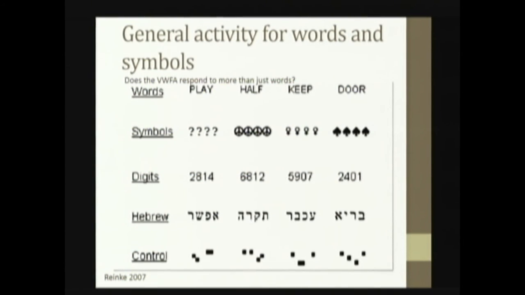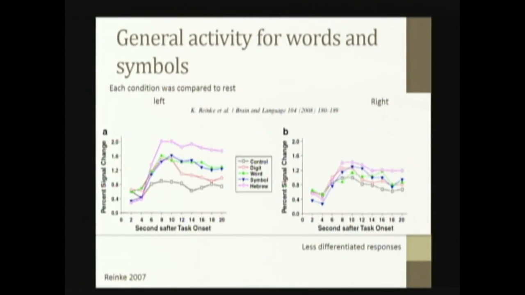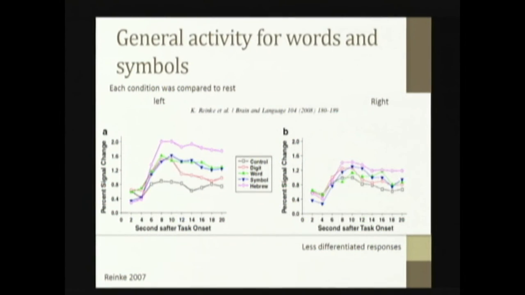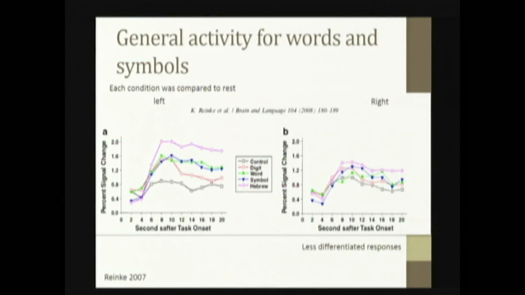So for one example, does the VWFA respond to more than just words in this scenario? So this study looked at words. It looked at symbols. So these are known symbols: question mark, peace sign, digits. They used the Hebrew language that was foreign to the subject, and they just used control with dots. And they found that, again, in the left side, there was a bit more discrimination in these stimuli, whereas in the right side, they were all processed and appreciated, but you couldn't really differentiate the responses that well. But here, the language responses were much higher than the control responses.